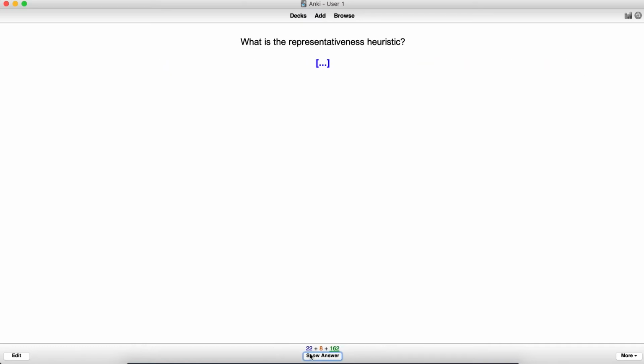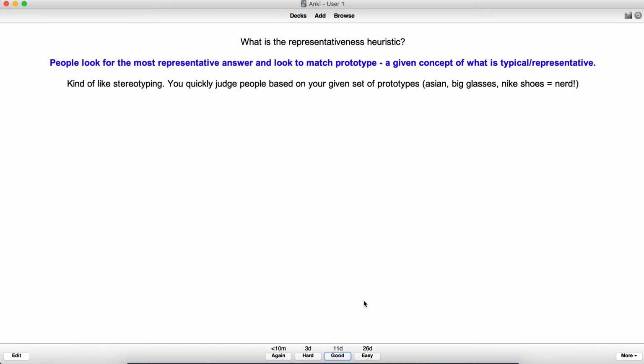What is representativeness heuristic? People look for the most representative answers and look to match a prototype, a given concept of what is typical. So stereotyping includes judging people based on a given set of prototypes. Asian, big glasses, nerd.